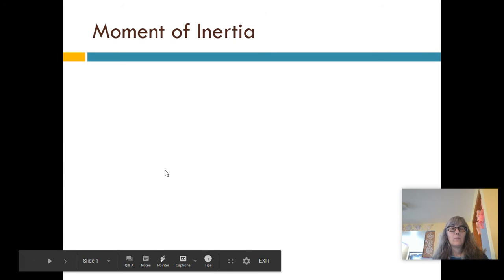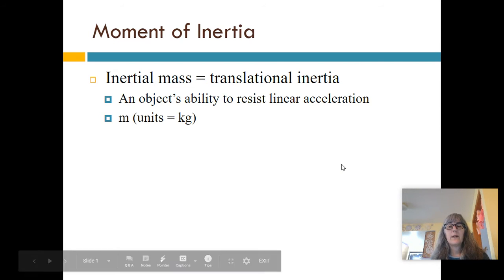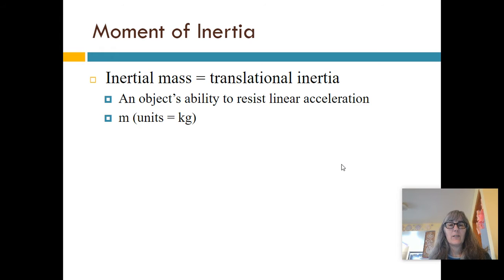I'm going to take a look at rotational inertia or moment of inertia. When we talk about inertial mass, we're talking about m, the translational inertia, which is an object's ability to resist linear acceleration. So if your car runs out of gas, if you're driving a semi and you need to push it off the road, it's going to be really hard for you to get it moving because it's got a lot of mass. But if you have a smart car and you need to push it off the road, that's going to be a lot easier because it has a lot less mass.